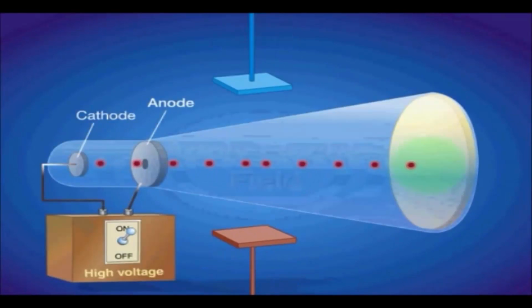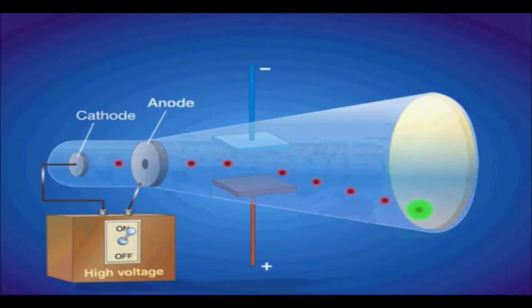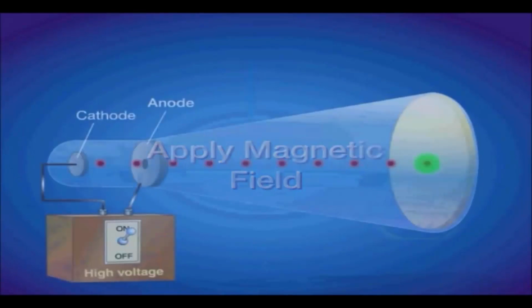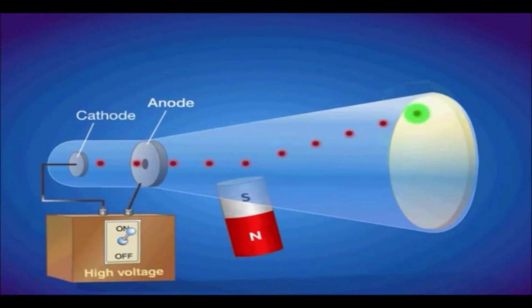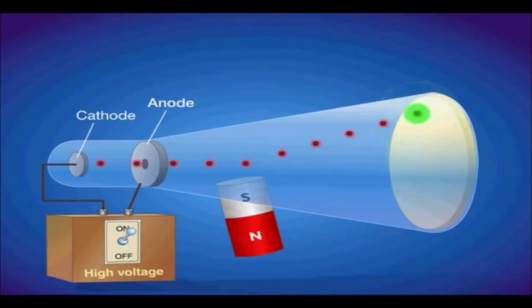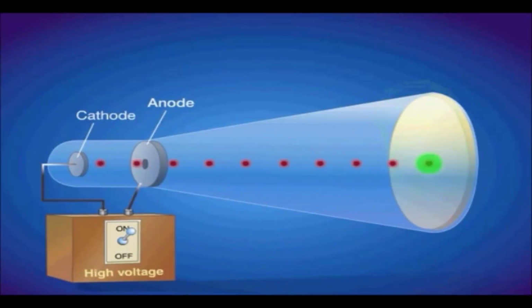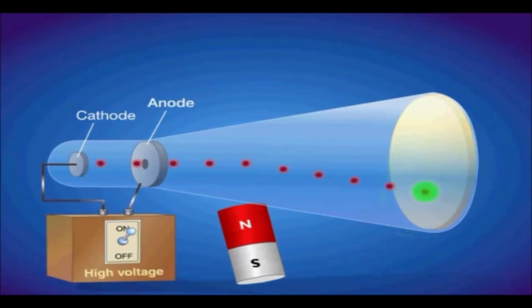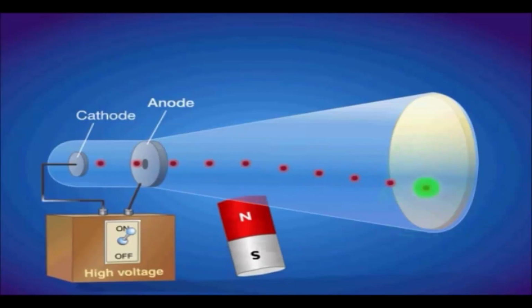When an electric field is applied across the cathode ray tube, the cathode ray is attracted by the plate bearing positive charges. Therefore, a cathode ray must consist of negatively charged particles. We know these negatively charged particles as electrons. A moving charged body behaves like a tiny magnet, and it can interact with an external magnetic field. The electrons are deflected by the magnetic field. As expected, when the direction of the external magnetic field is reversed, the beam of electrons is deflected in the opposite direction.